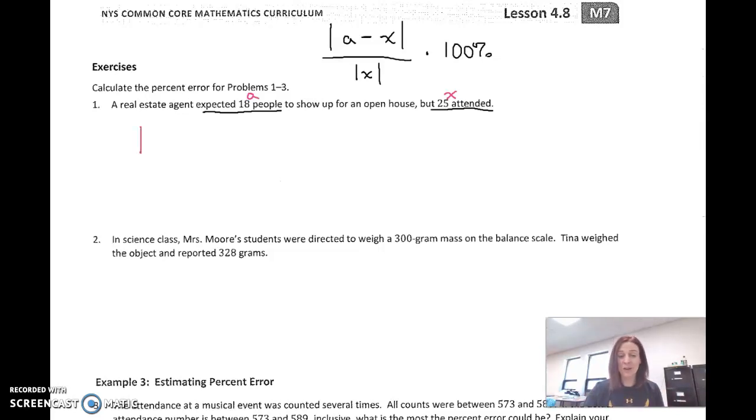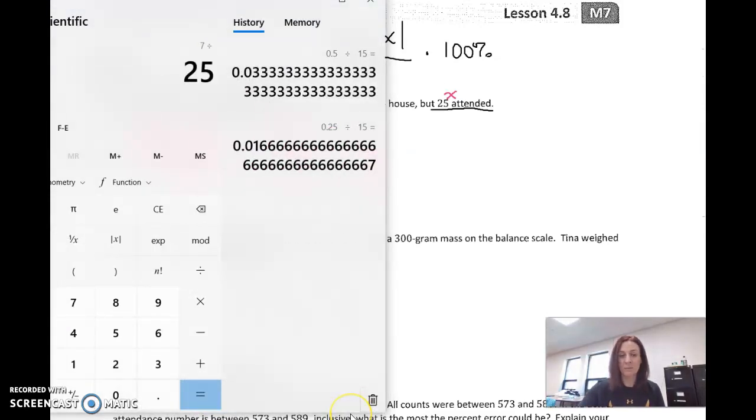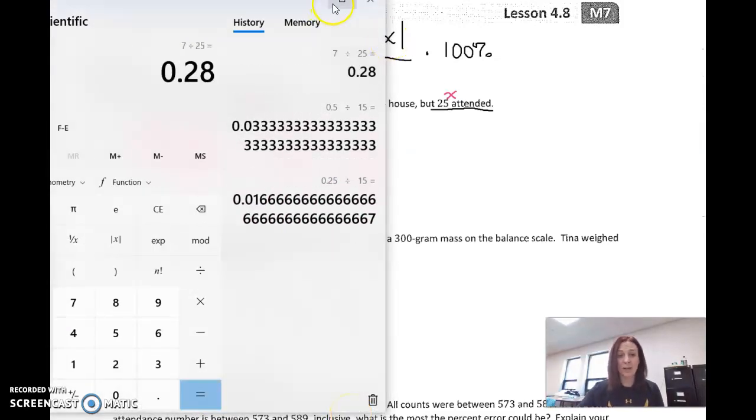So we're going to take the absolute value of what we expected, what we approximated, 18, minus our exact, 25. And then we're going to divide it by 25, right? That was the exact. So 18 minus 25 is a negative 7. But because it's absolute value and we don't care that it's negative, this just ends up being 7 over 25, which is 0.28.